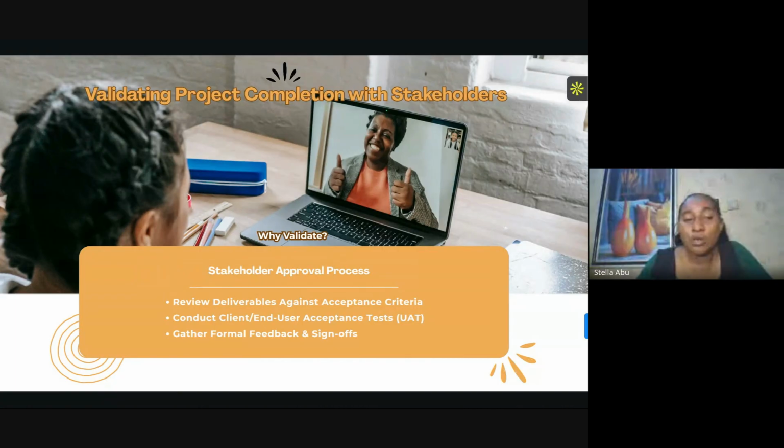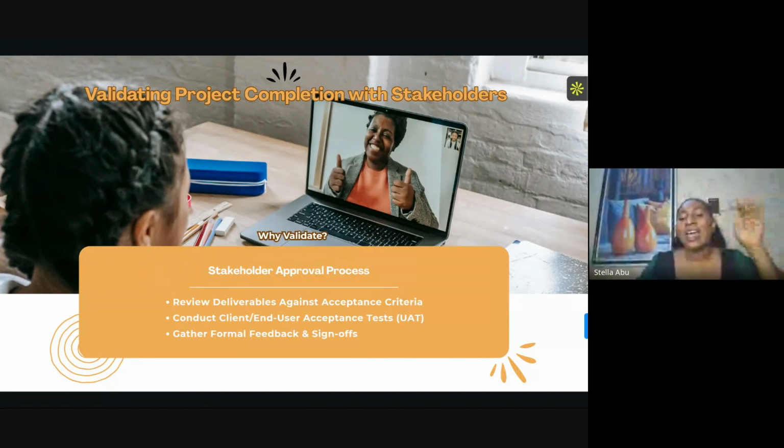Yes, you've been able to do your own personal review or project review, but stakeholders will need to give you approval. And their process is to get approval from stakeholders, right? The first one is they are going to review the deliverable against what you already accepted to do. We call it acceptance criteria.